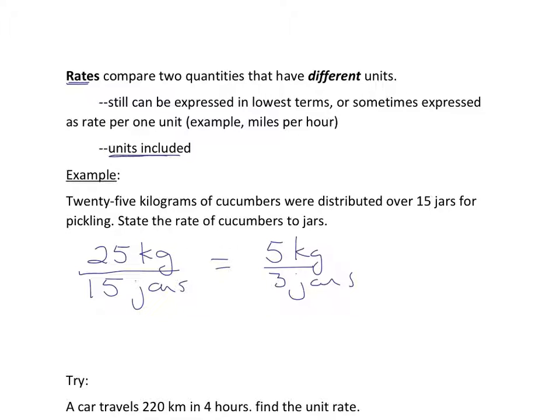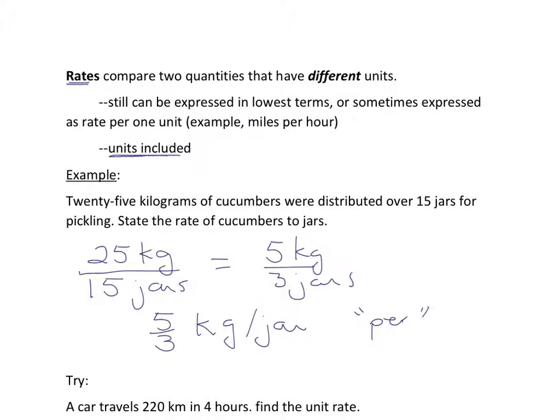But we could also write that as 5/3 kilograms per jar. And the slanted line is okay for that. Or use the word per, okay, which means for every jar, okay? So per means for every.